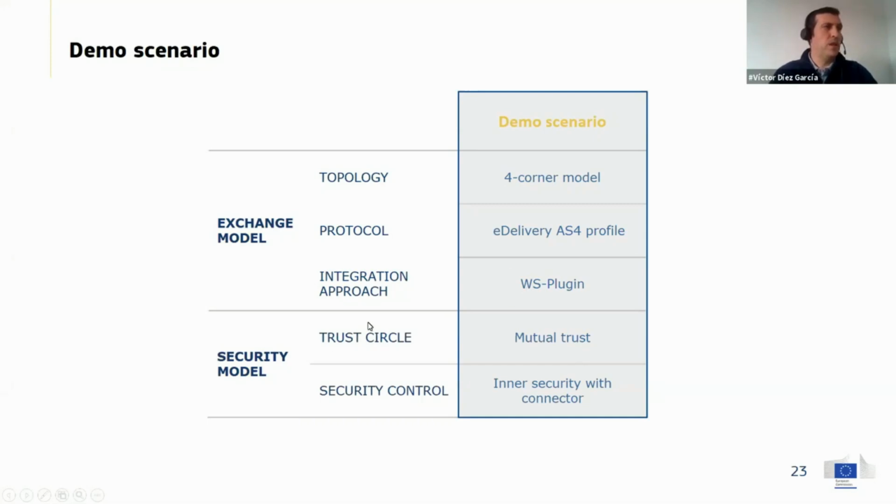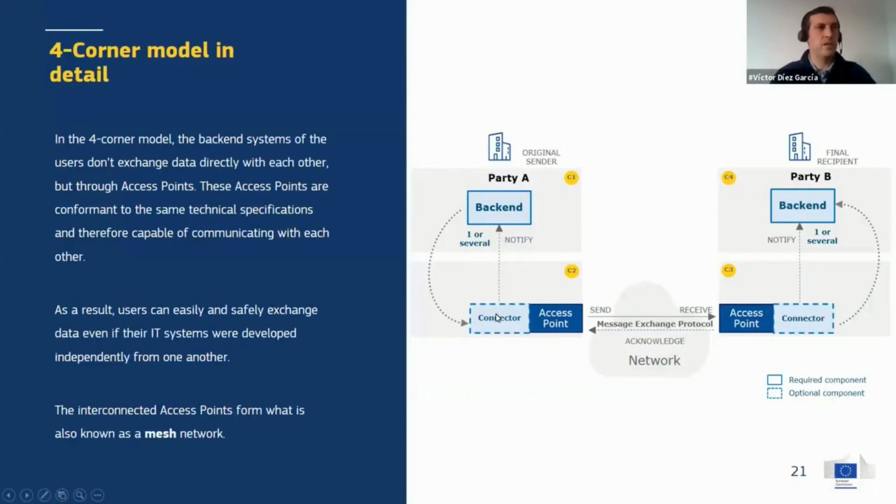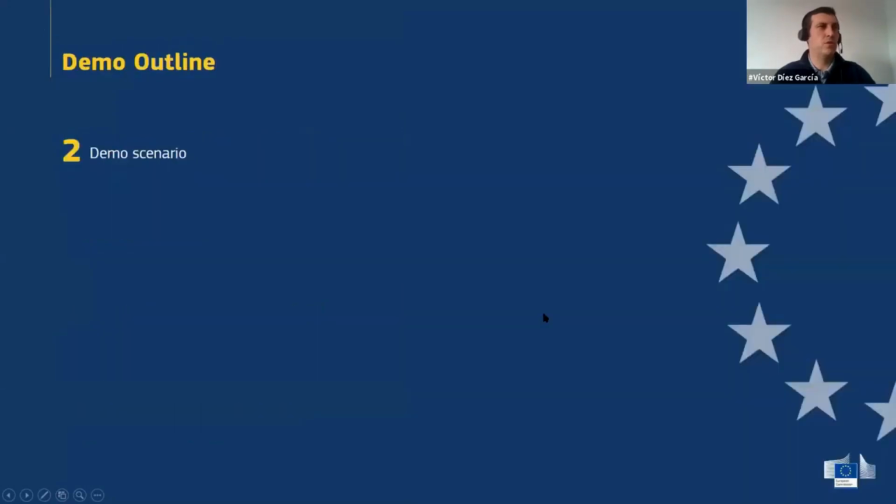In the security layer, we will be using mutual trust, meaning that both access points need to trust each other in advance. So it's going to be based on a static discovery. The security control will be based on the inner security of the connector. So there is authentication and security between C1 and C2 through the connector.